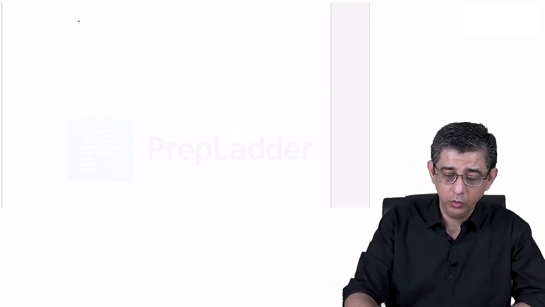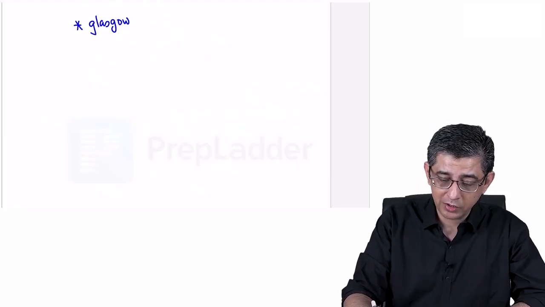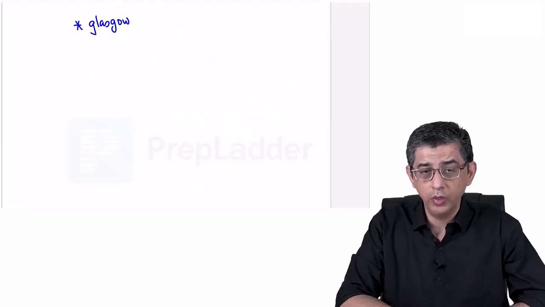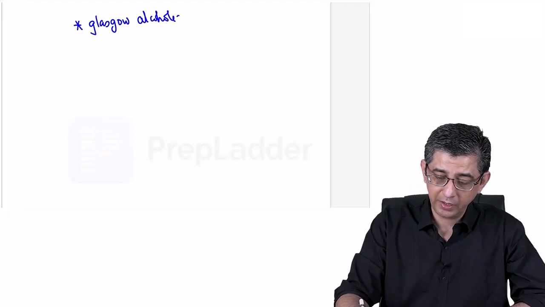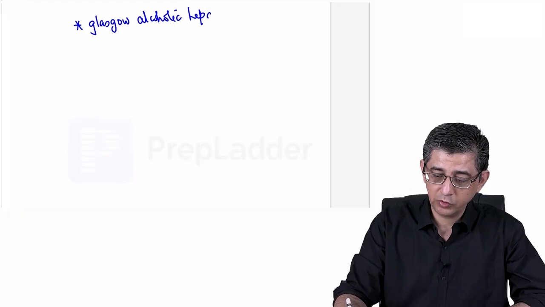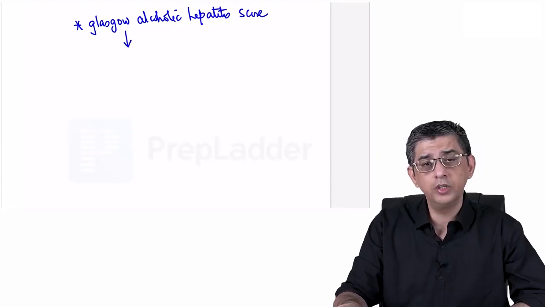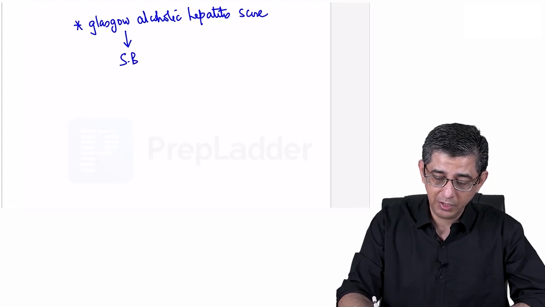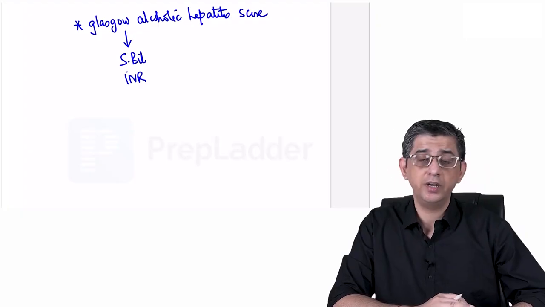As you know, there can be no dearth of information, so there is one more score that I can introduce here before we go into the treatment part, and this is called the Glasgow Alcoholic Hepatitis Score. Why I have chosen to mention it is simply because they can ask you about the Glasgow Coma Scale, and that's a standard in all the questions. So we will just be expanding our information here by studying the Glasgow Alcoholic Hepatitis Score.